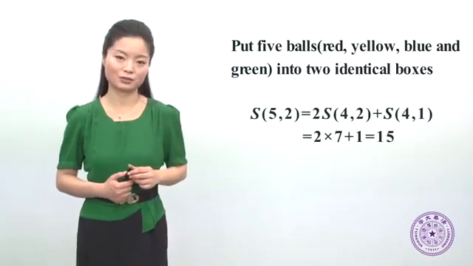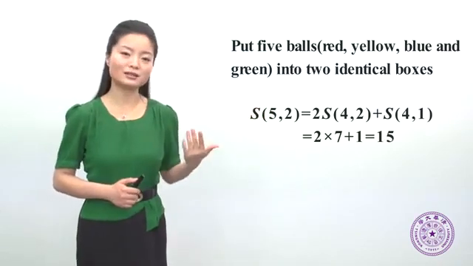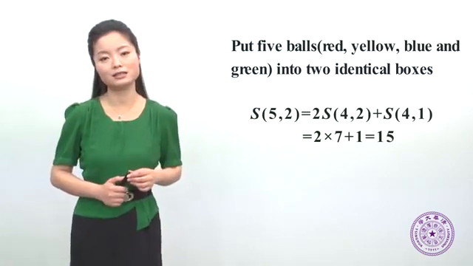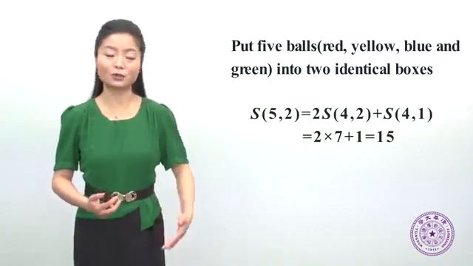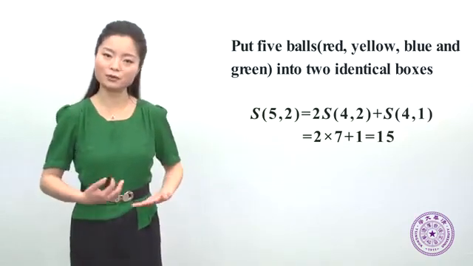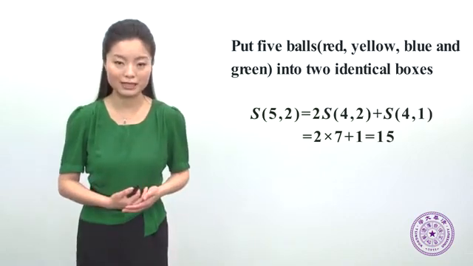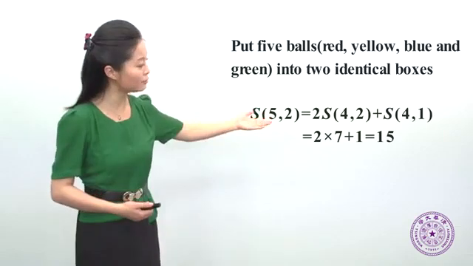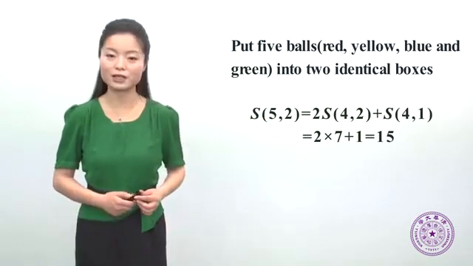Then we can use the recurrence relation. What should S(5,2) equal? According to the recurrence relation, S(5,2) is equal to 2 times S(4,2) plus S(4,1). We can analyze using the choices for the green ball: is the green ball sitting alone in one box, or does it share the box with others? We already solved S(4,2), which is 7, and we know S(4,1) is 1. Then we can directly calculate S(5,2) as 2 multiplied by 7 plus 1, which is 15.